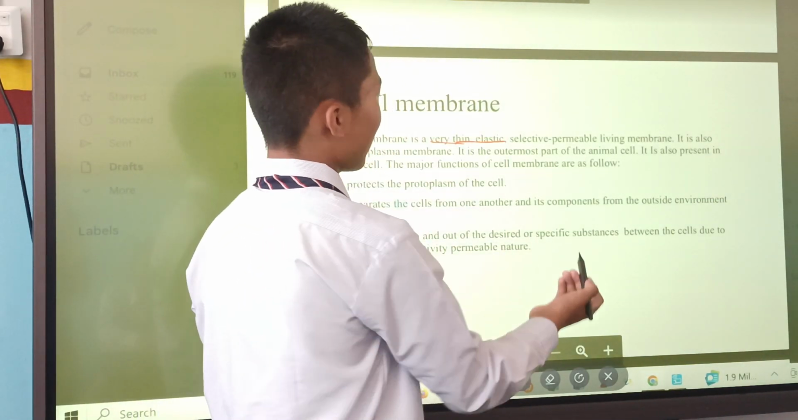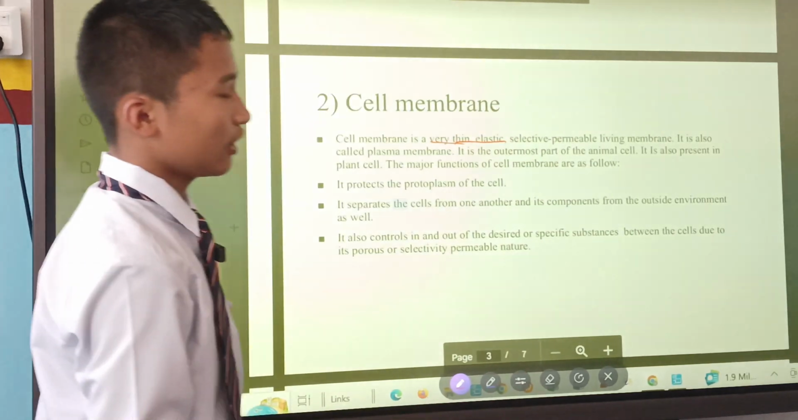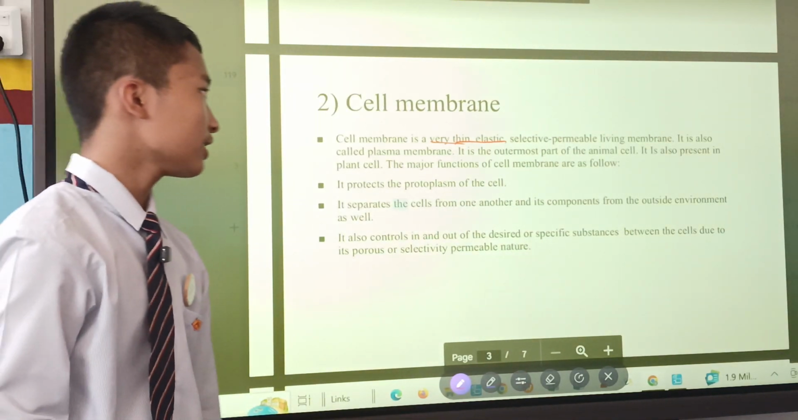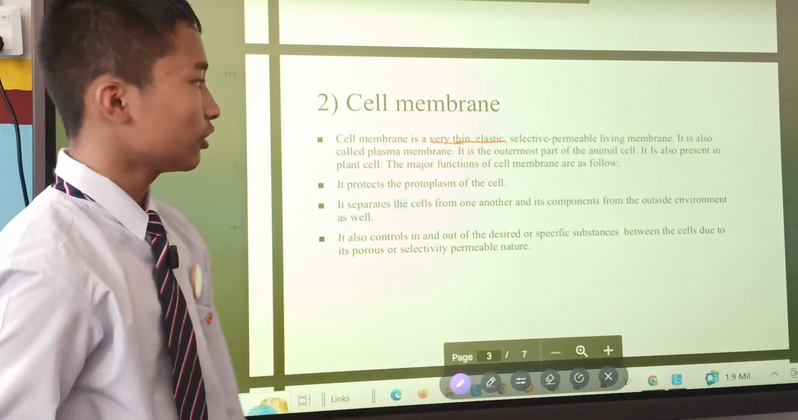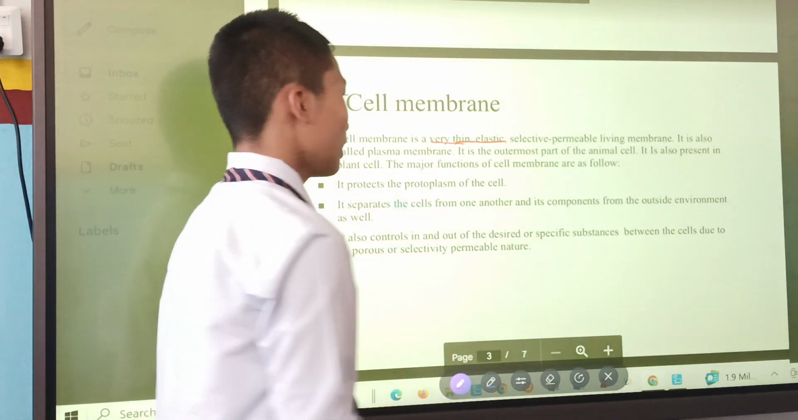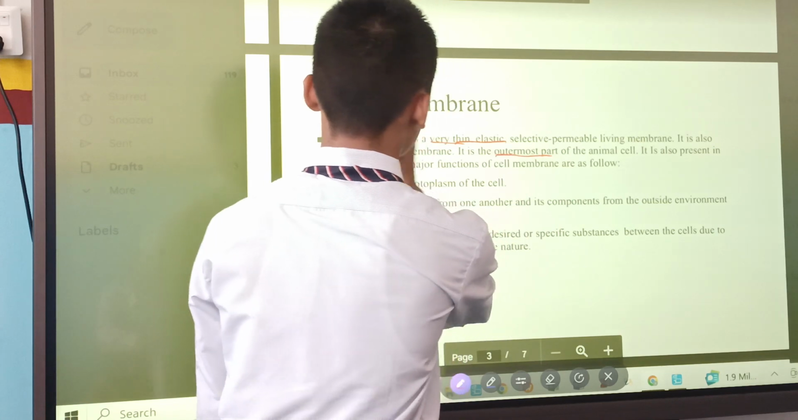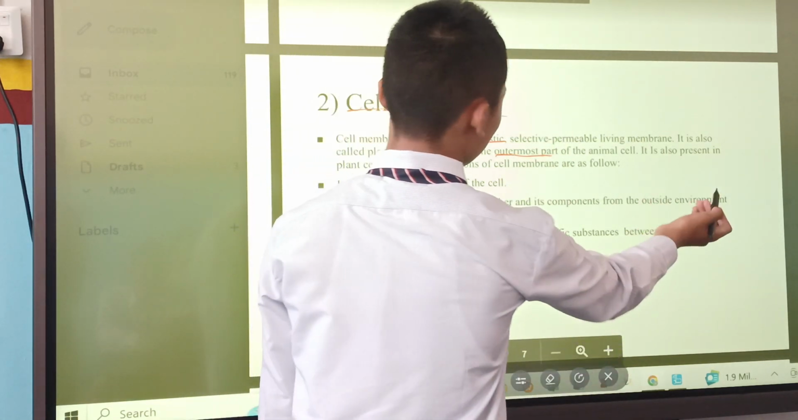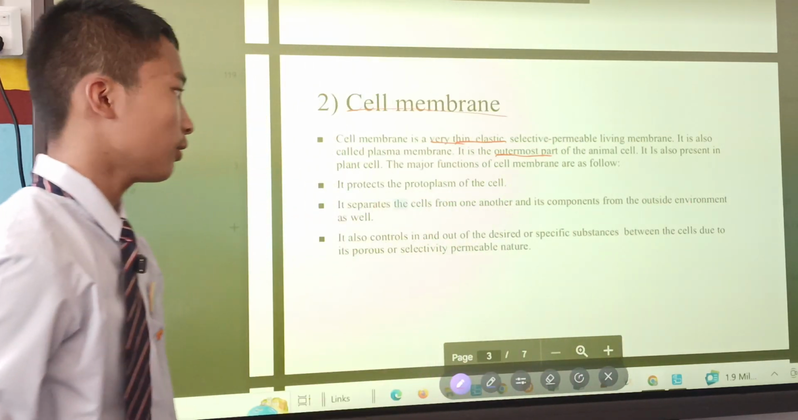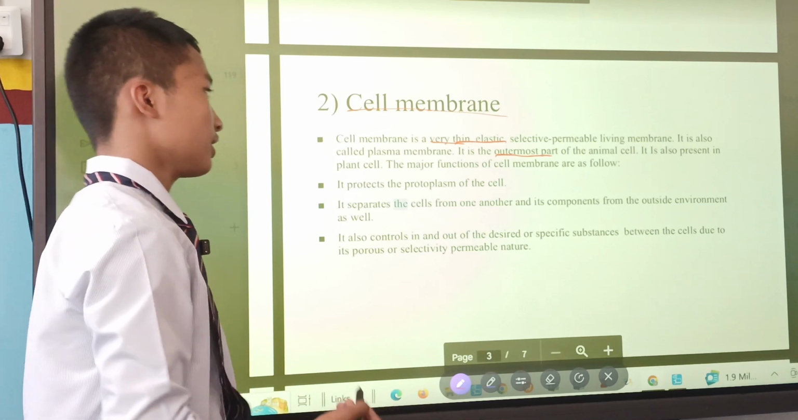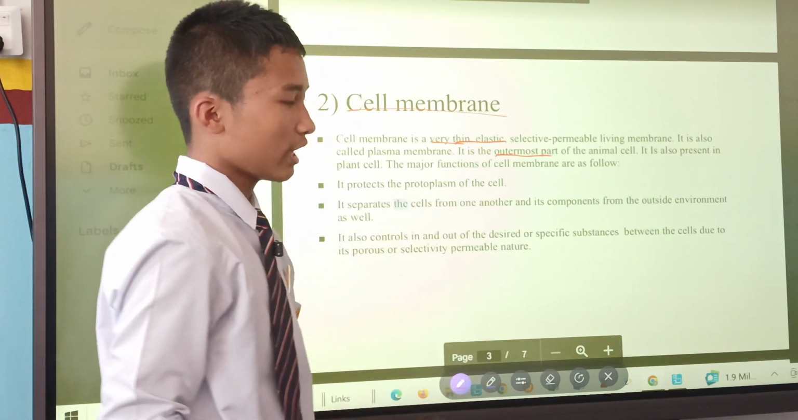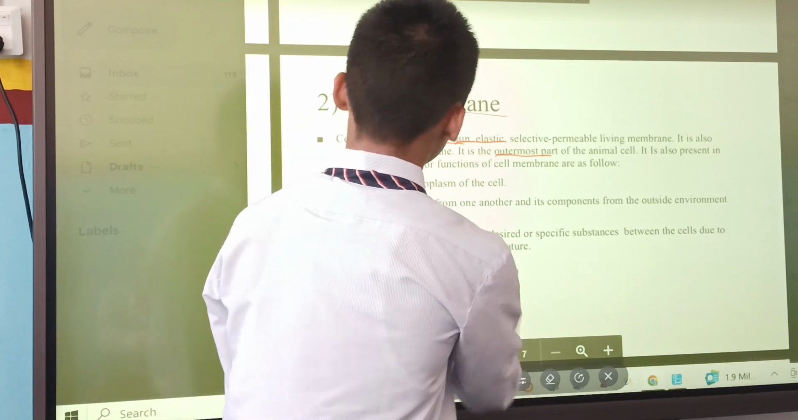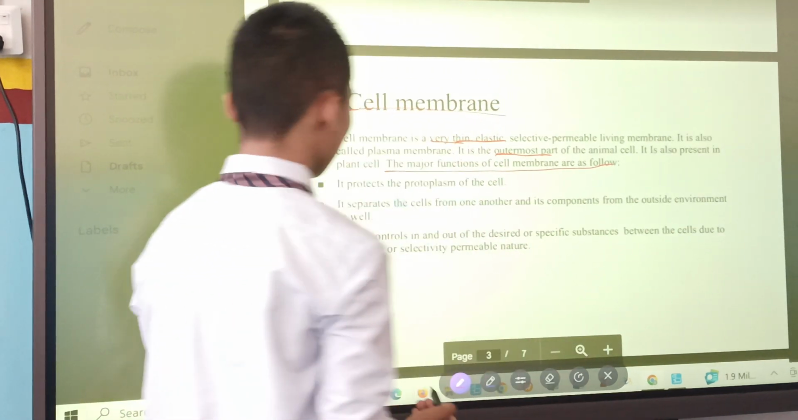It is the outermost part of animal cell. In plant cell, cell wall is the outermost part of it. But in animal cell, since there is no cell wall present, the outermost part is the cell membrane. It is also present in plant cell. Unlike cell wall, which is only present in plant cell, the cell membrane is present in both animal and plant cell. The major functions of cell membrane are as follows.